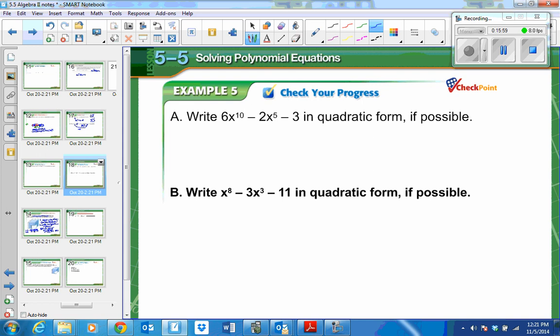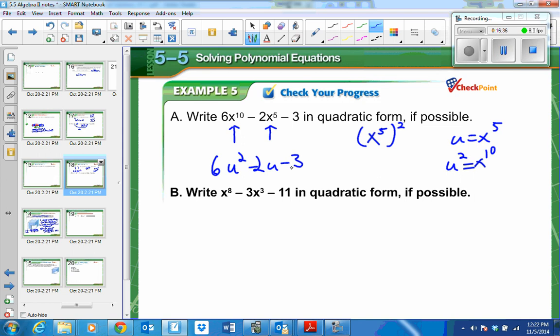So let's do one more of those. Here we have 6x to the 10th minus 2x to the 5th minus 3. Look at the variable portion of that middle term, which is x to the 5th. If we square that, do we get the variable portion of that lead term? And we do. So this one is going to be able to be put into quadratic form. We would say that u equals x to the 5th, and then u squared is going to equal x to the 10th. So we'd say this is 6u squared minus 2u minus 3.